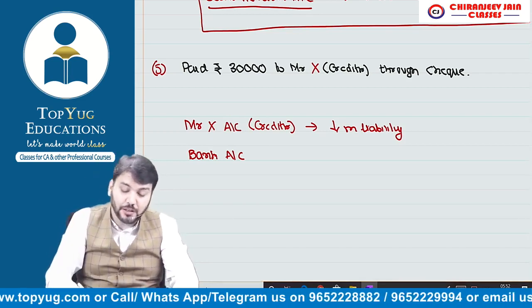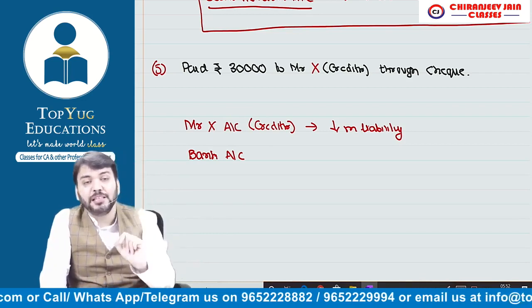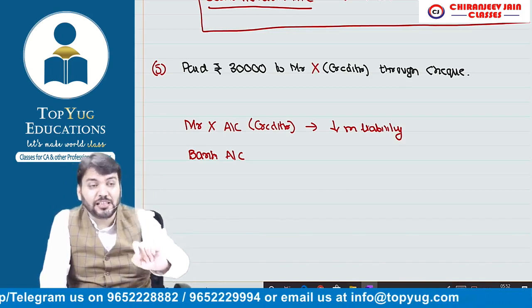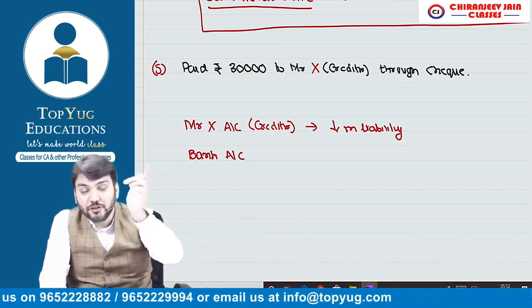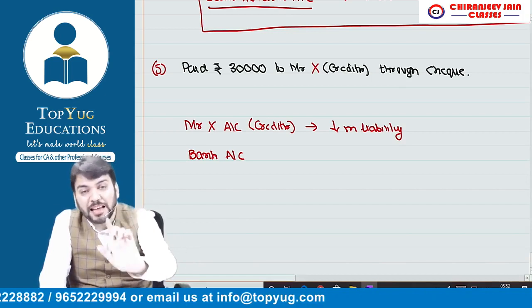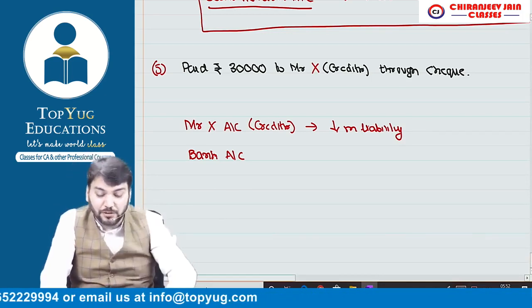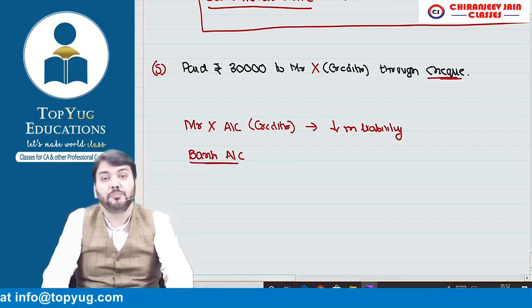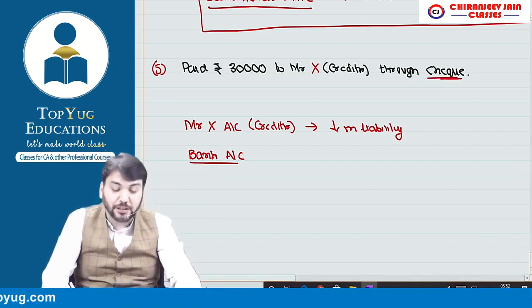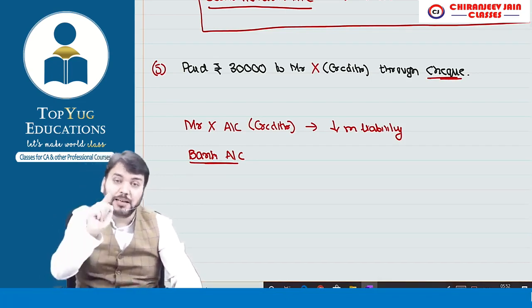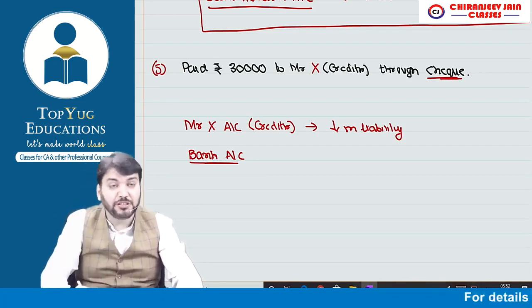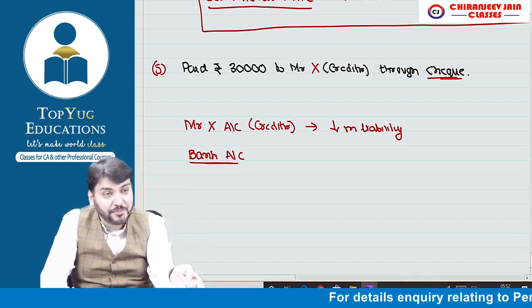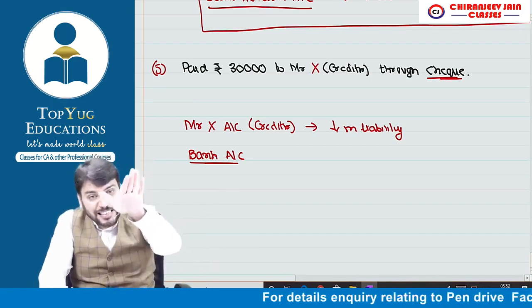So paid rupees 30,000 to Mr. X through check. When I am saying through check, means you have given a check where he can use that check and withdraw the amount from bank. So it means you want to pay from your bank account. Whenever check transaction, your bank balance will be affected. So Mr. X account you will open and bank account you will open. Mr. X is a creditor. Some amount was payable to Mr. X. Now you have paid it. So it is a decrease in liability.